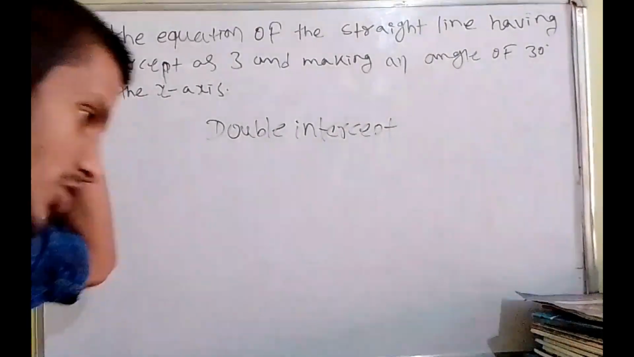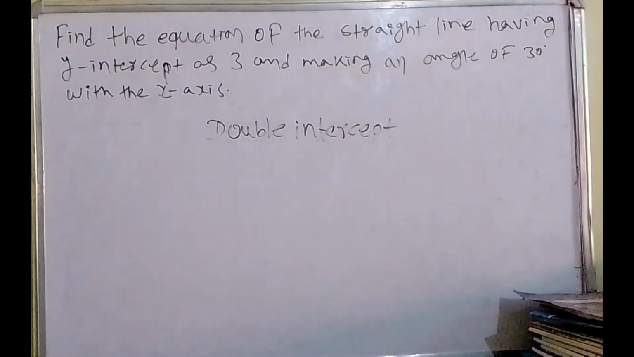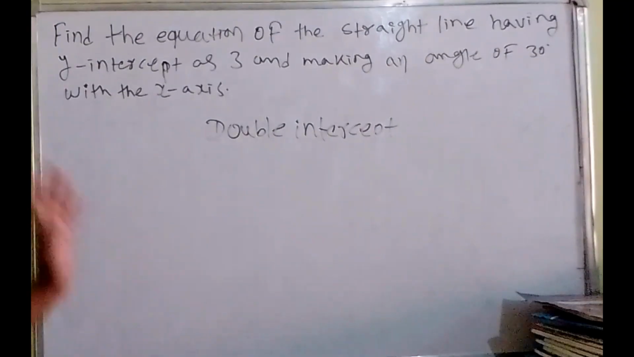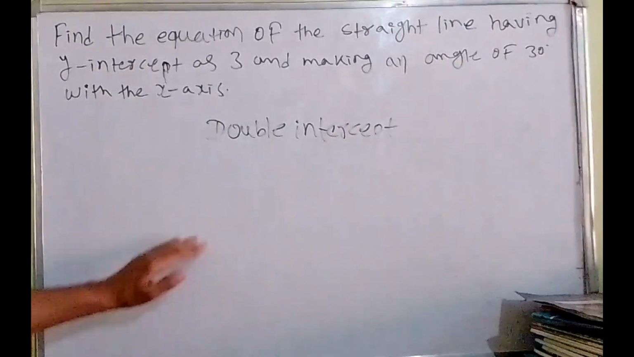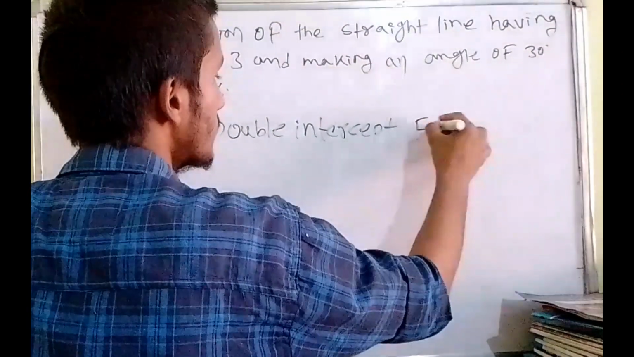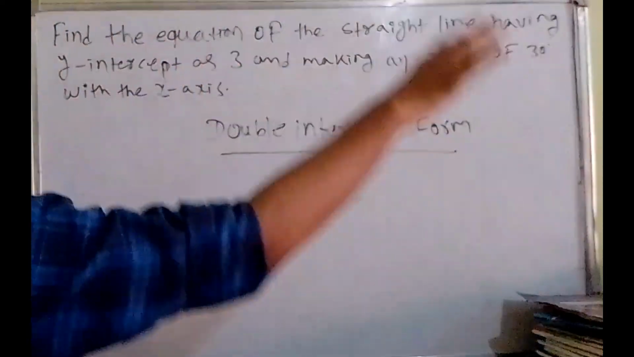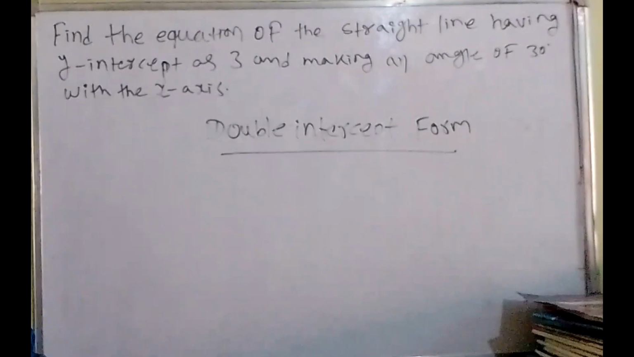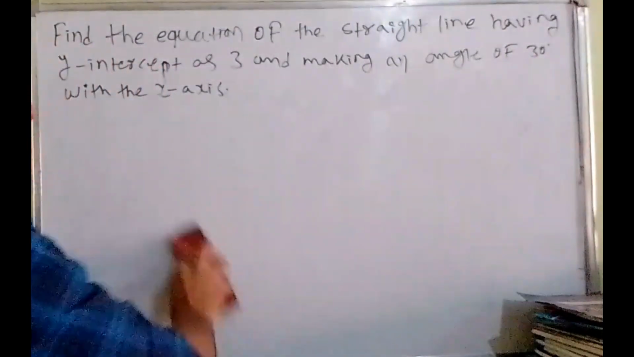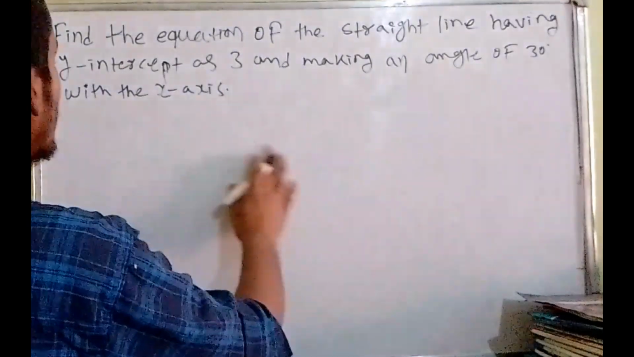I don't want to go too much into it. If you want to learn about them, then go watch my previous video. I have explained that in the previous video. But in this video, we're going to talk about the double intercept form. But before this, let's solve this problem. I encourage you to pause this video and try this on your own. Give it a try, and if you're not able to solve, then proceed further.